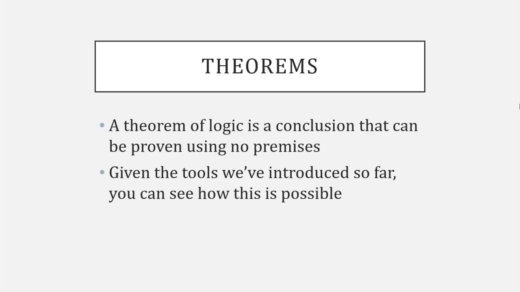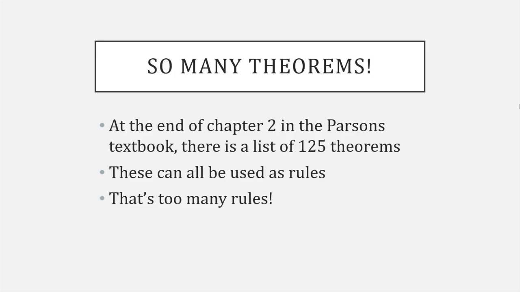And hopefully you can imagine how this is possible given what we've introduced so far. If you can't, don't worry. I'm about to derive some before your very eyes. Conjuring theorems as though from thin air. We will do this today. And there are a lot of theorems. Again, if you've been checking the textbook, you'll notice that by the end of chapter 2, there's a list of 125 theorems. These are things that you can get from nothing, which means that at any point in any proof, you could derive these things. Which means that theoretically, you could use any of these 125 theorems as rules.